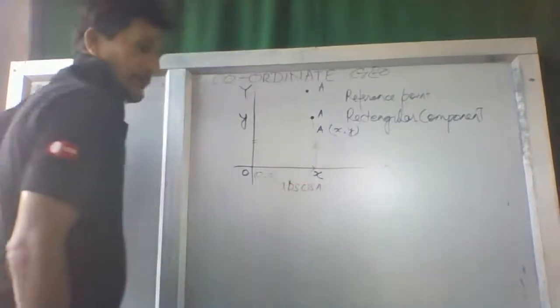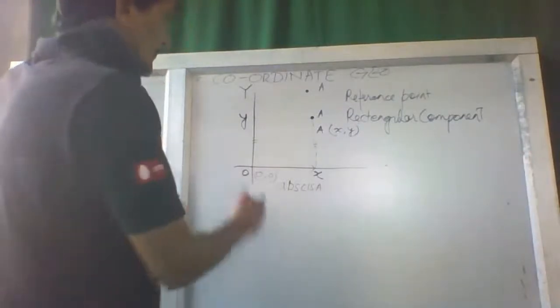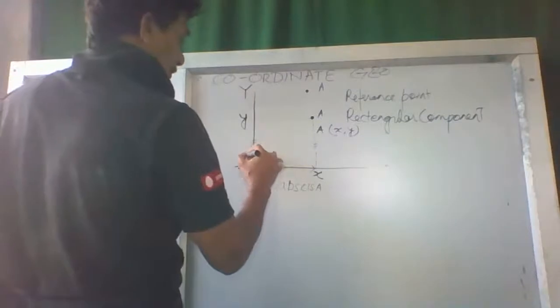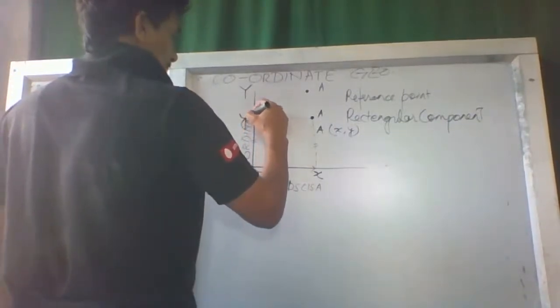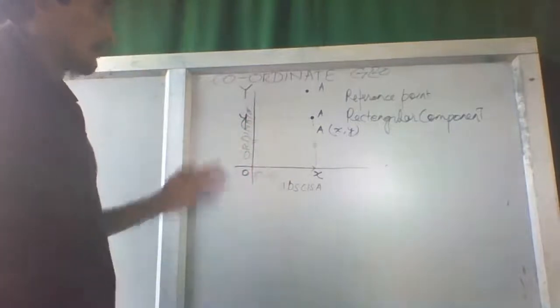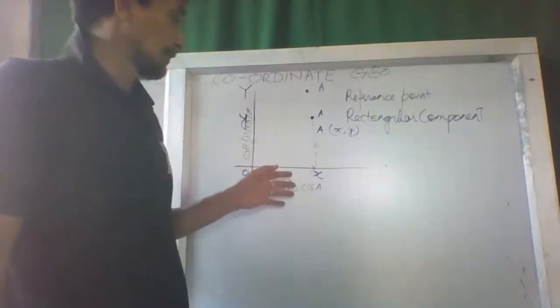Abscissa. So this is known as the abscissa and this is called the ordinate. Ordinate. On the y-axis, this is called the ordinate. On the x-axis, this is known as the abscissa.